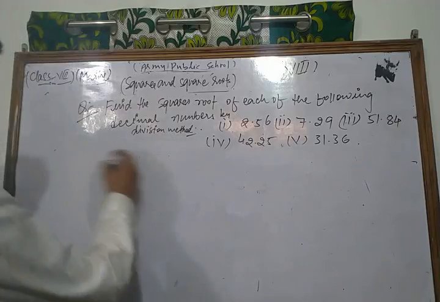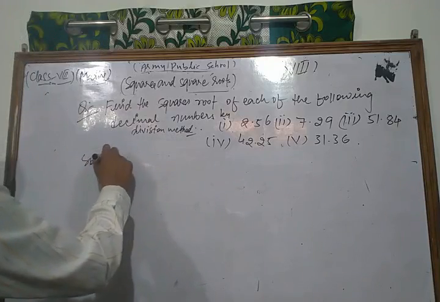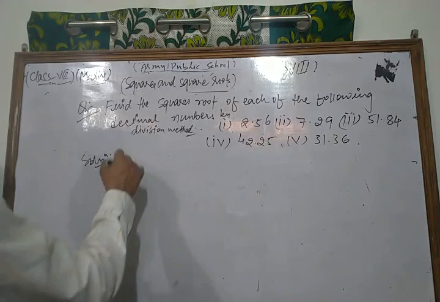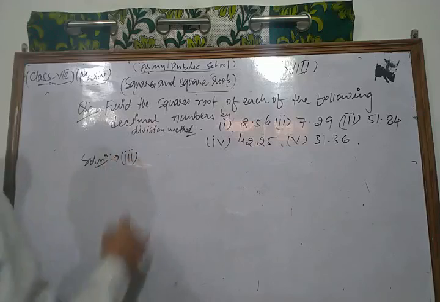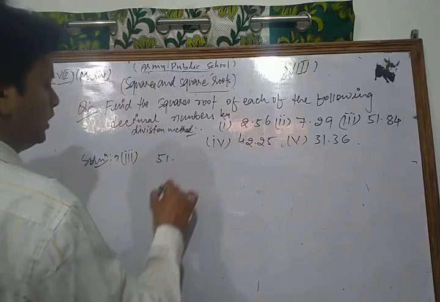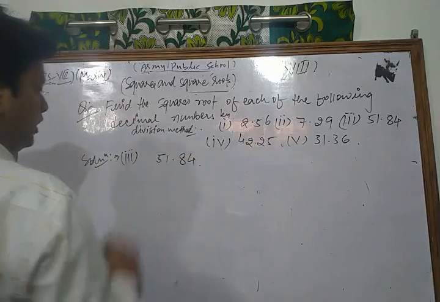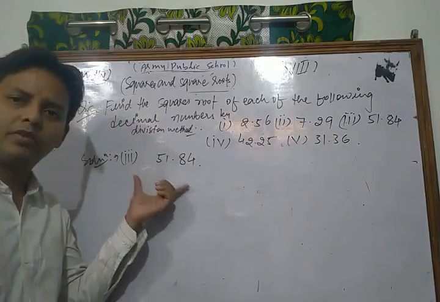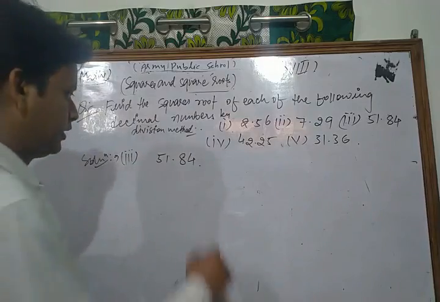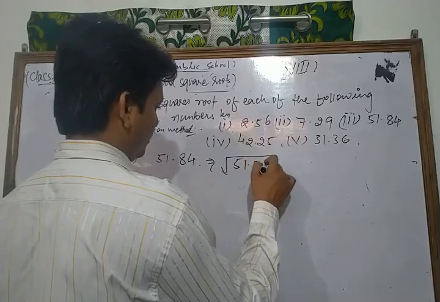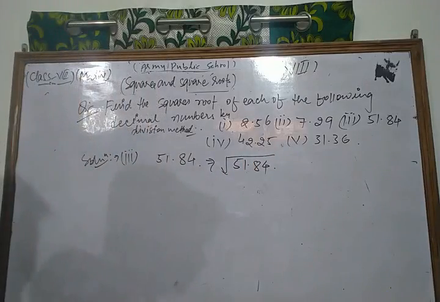Now we take and solve the third part of this question, which is 51.84. Now what do we find? We find the square root of the given number. Okay. Now for that, what do I do?